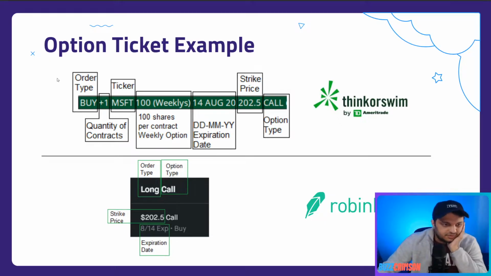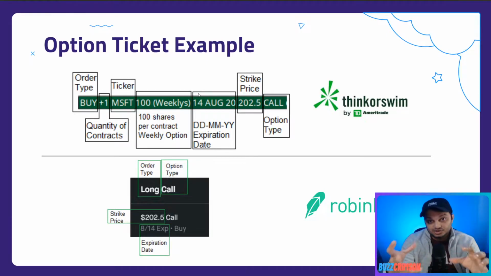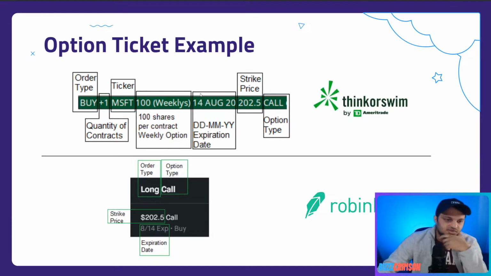Okay, so let's go from the left. We have order type. In this case, this is a buy order, so it says buy. Remember, you can buy and sell option contracts. +1 represents you're buying. If I was selling it, it would be -1. And 1 is the quantity, 1 option contract in this case, but each option contract controls 100 shares. So that's why you're seeing this 100 here. In Robinhood, it doesn't show you the 100, but it applies everywhere.